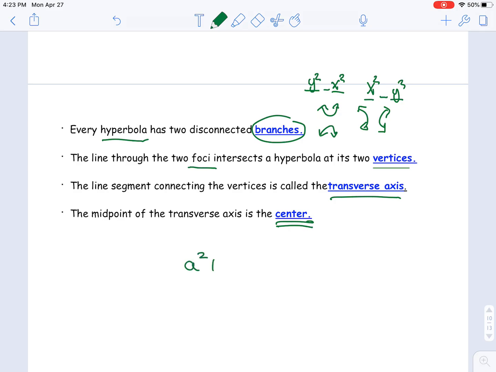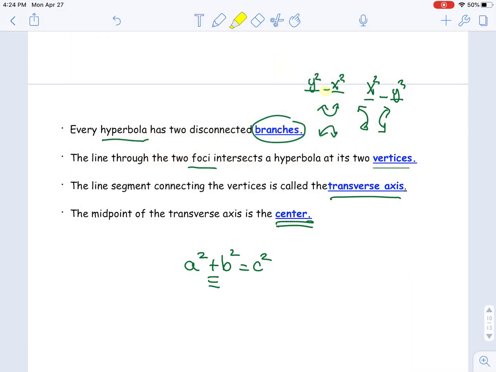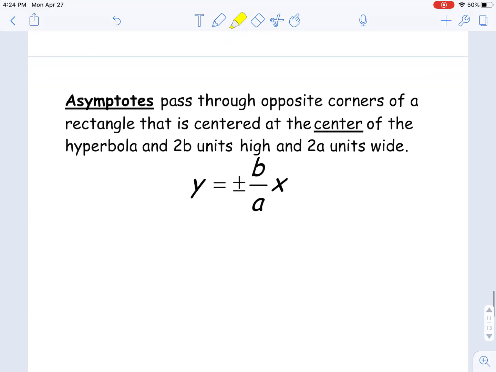And remember, the other big thing I always like to remind people of is that the relationship between a squared, b squared, and c squared is actually addition with the hyperbola. So again, we're looking at the opposites. If we see subtraction in the equation, we're going to see addition right here.